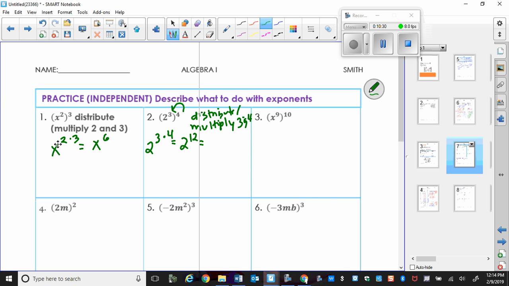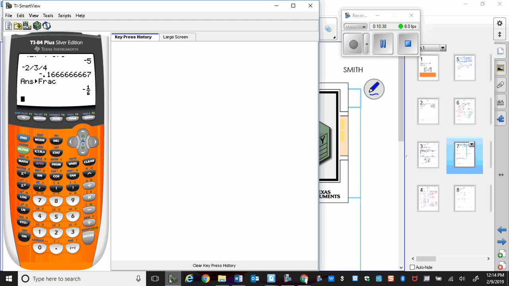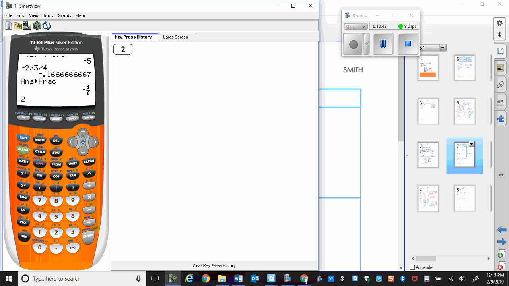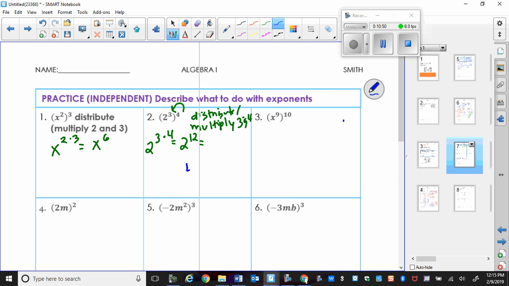You simplify by using your graphing calculator. When I go to the graphing calculator, I put in 2 up arrow 12, enter, and I have 4,096 as my final answer. The next one, you distribute and multiply those exponents 9 and 10, and you simplify. So that's independent practice for this lesson.